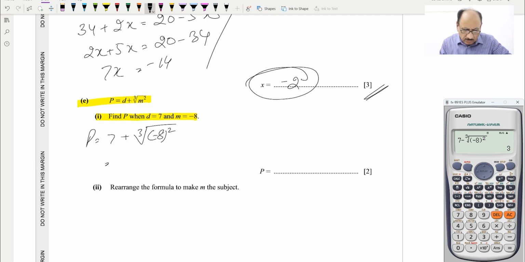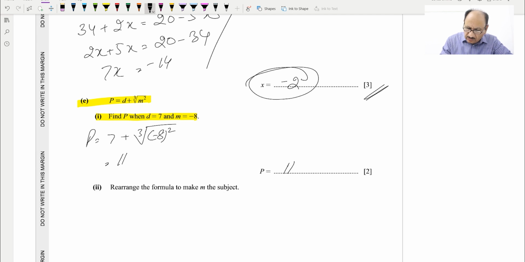So cube root of, basically it's not minus, it's plus. So I will rectify this one. Plus is equal to 11. So 11 is our answer for this 2 marks.